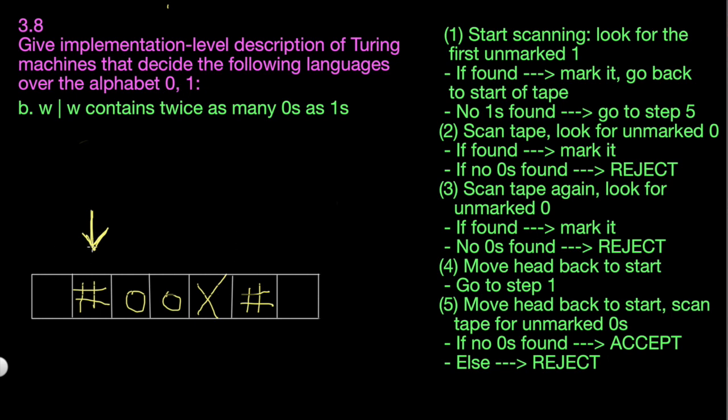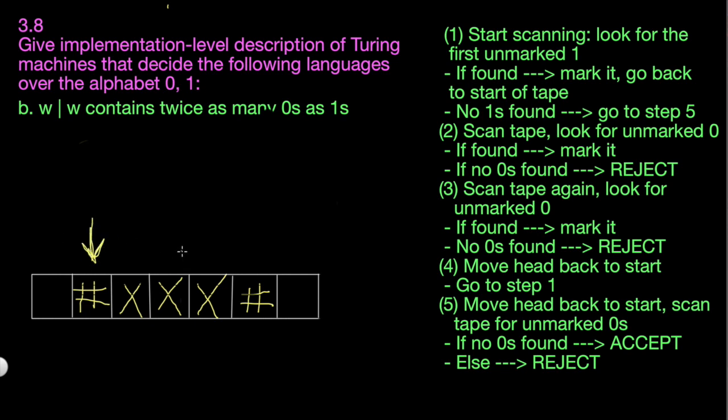So now we're going to scan the tape, and we're going to look for an unmarked zero. And when that's found, we'll mark that. And if no zeros are found, we'll reject. So here's our first zero. All right, we mark that. Then we don't move the head back to start. We actually keep scanning the tape, and we look for another unmarked zero, right? And we have one right here. So if found, we mark it as well. So now we move the head back to start, and we go to step one.